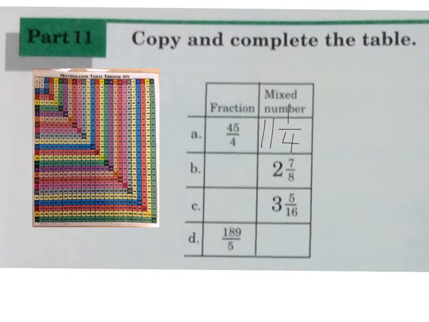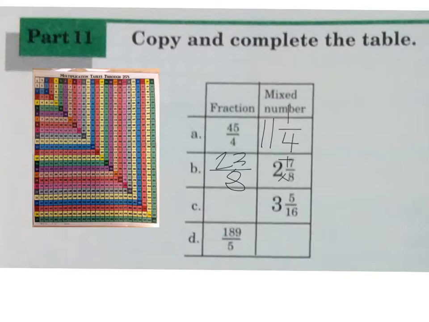To do this one, to change from a mixed number to a fraction, I'm going to look at my bottom number, and I'm going to do 8 times 2, right? 8 times 2 is 16, and then up here is plus. So if I do 8 times 2 is 16 plus 7, so you should have 23 eighths.